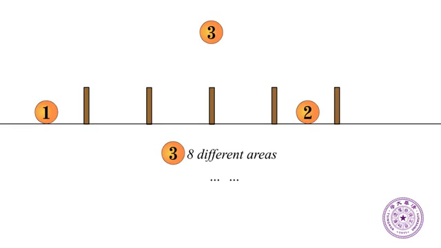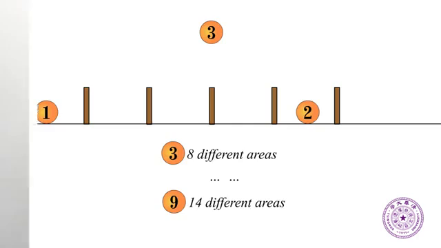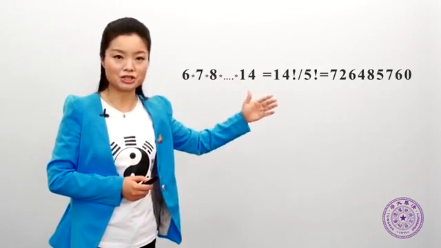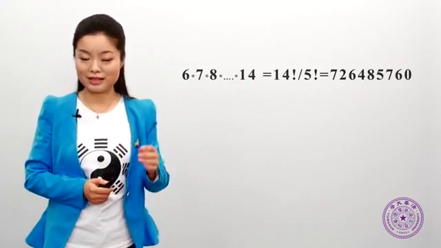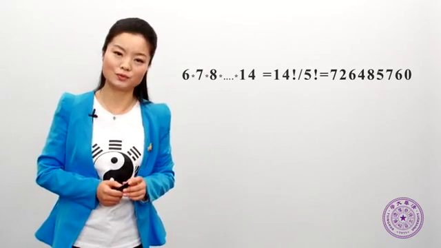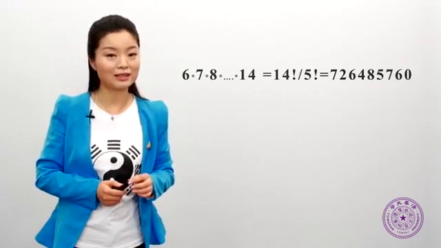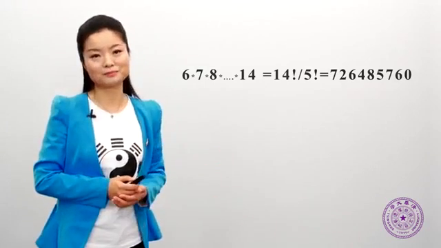And so forth until the last ball. How about the last ball? There are 14 choices for it. So the answer is to multiply from 6 to 14. It's equal to 14 factorial divided by 5 factorial, which is the same as we got by the first method.